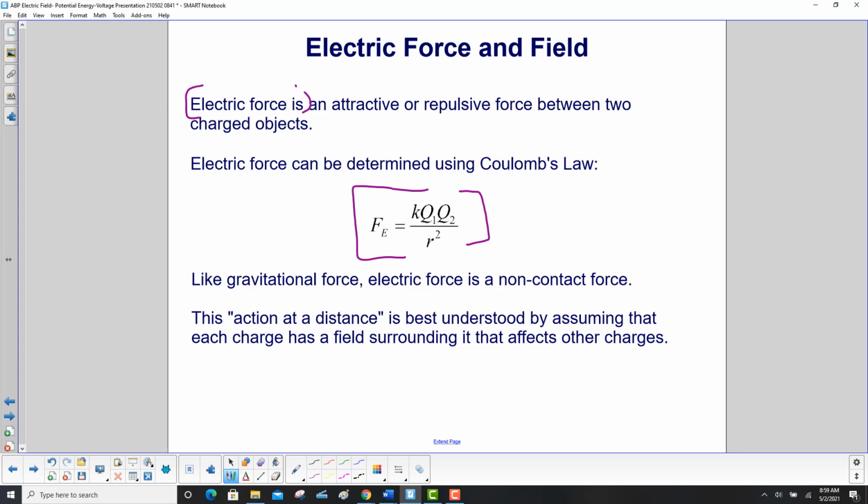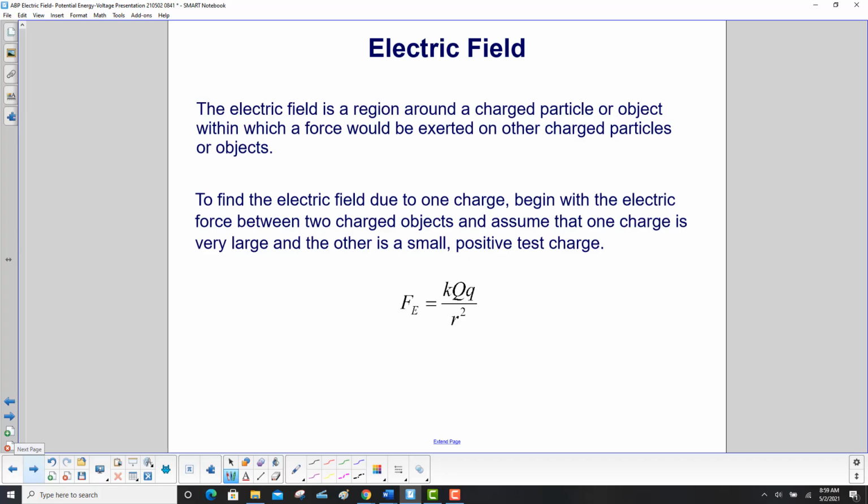Like the gravitational force, electric force is a non-contact force. This action at a distance is best understood by assuming that each charge has a field surrounding it that affects other charges. The electric field is a region around a charged particle or object within which a force would be exerted on other charged particles or objects.